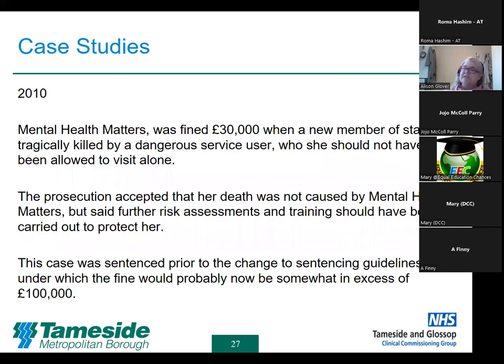Now, what I'm going to do is take you through a couple of cases. And these are actual cases that I've taken. So in 2010, Mental Health Matters was fined £30,000 when a new member of staff was tragically killed by a dangerous service user who she should not have been allowed to visit alone. The prosecution accepted that her death was not caused by Mental Health Matters, but said further risk assessments and training should have been carried out to protect her. This case was sentenced prior to the change to sentencing guidelines.